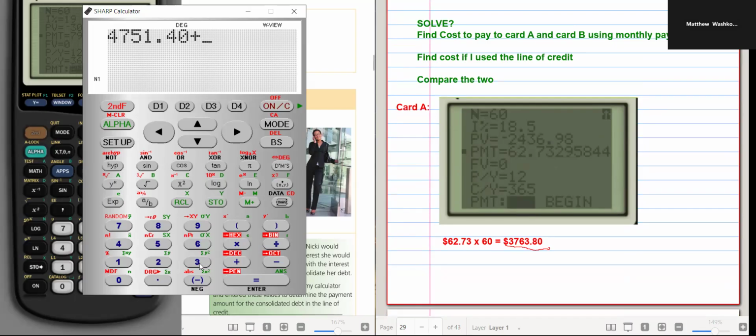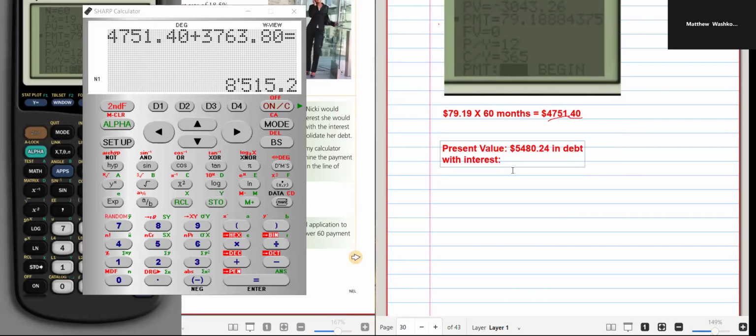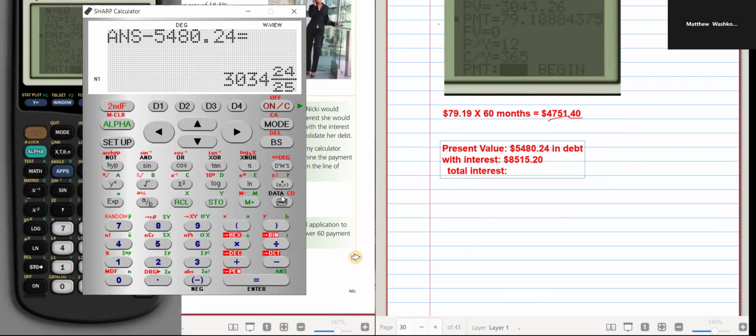So now I add up to this $3,763.80. With interest, this is $8,515.20. So total interest is, wow, $3,034.96. So she paid $3,000 in interest here, right? So doing just the credit cards.